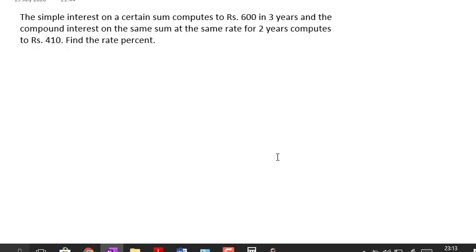So what we will say? We say let P be the principal, or the sum invested. Or simply, I will say that P is the sum, or let the sum be P. Sum means the initial amount I am investing. Okay. Now the simple interest on a certain sum computes to rupees 600 in 3 years.